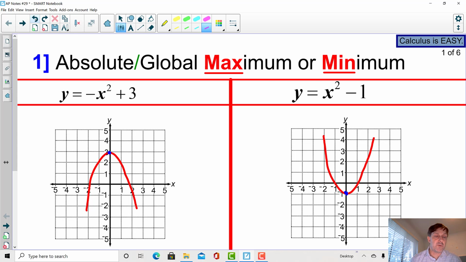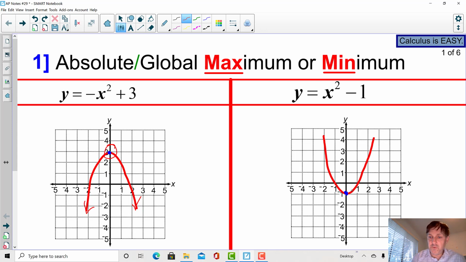You'll notice that this graph does not have an absolute minimum, and that's because the graph goes down forever on both sides. So there is no lowest point, but there is a highest point. That highest point would be 3. So we would say that the absolute maximum is equal to 3, and it happens when x is 0.